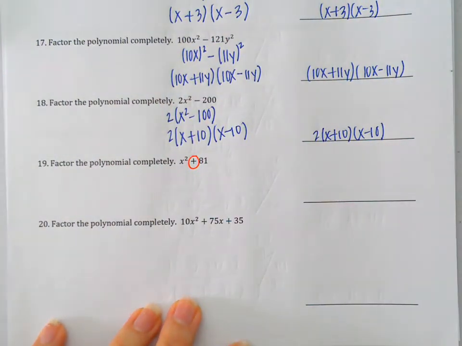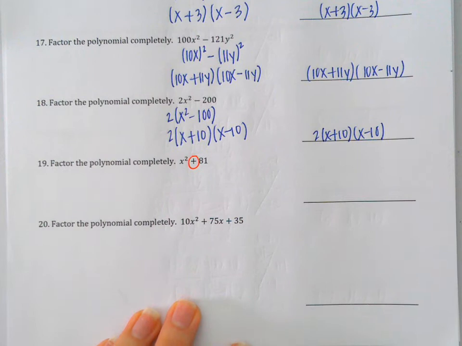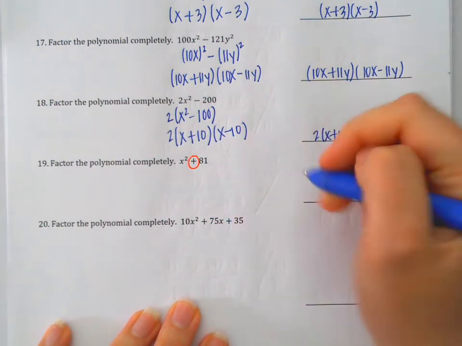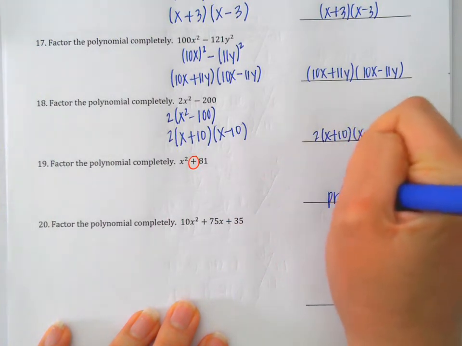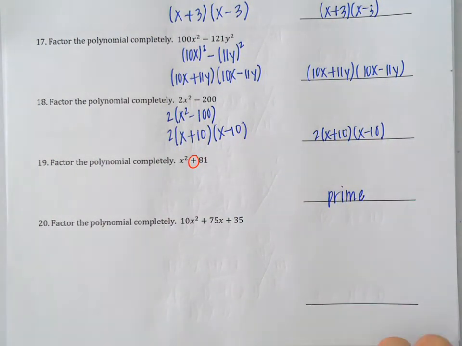So we can start to think, well, what two numbers multiply together to get me positive 81, but add to get me 0? And there isn't any. So that means that this is actually not factorable. And when something is not factorable, we call it prime. And that is that one. That one's an easy one.